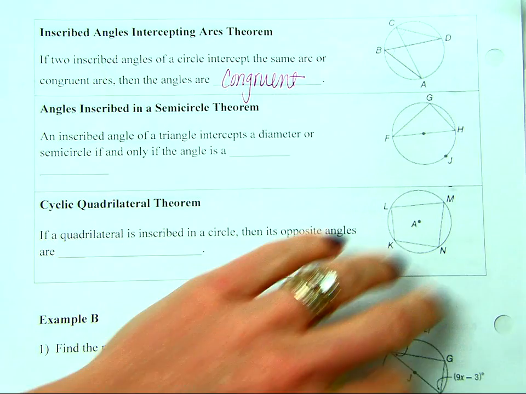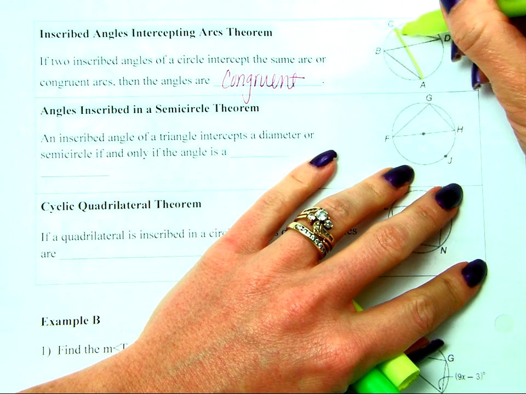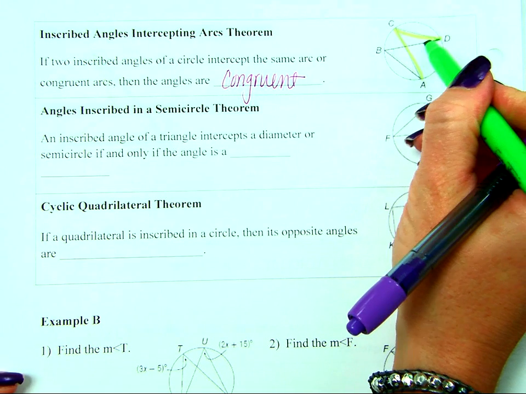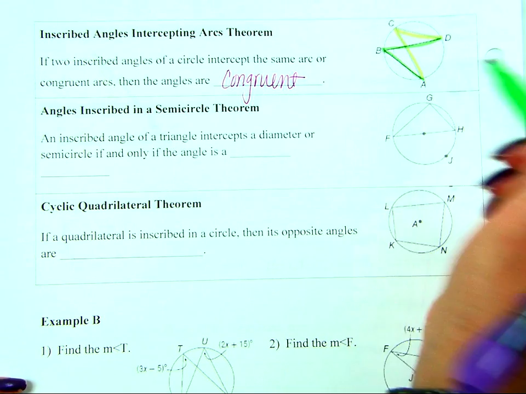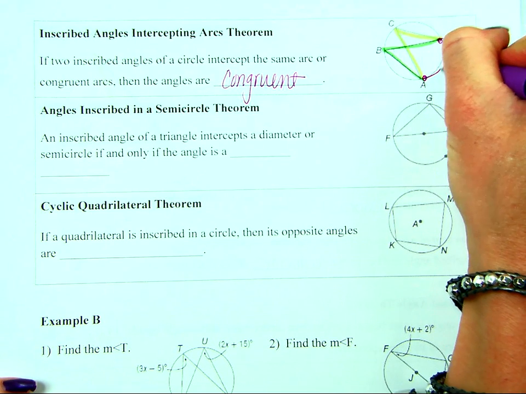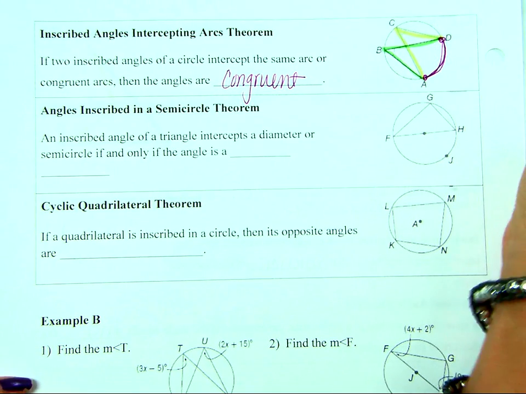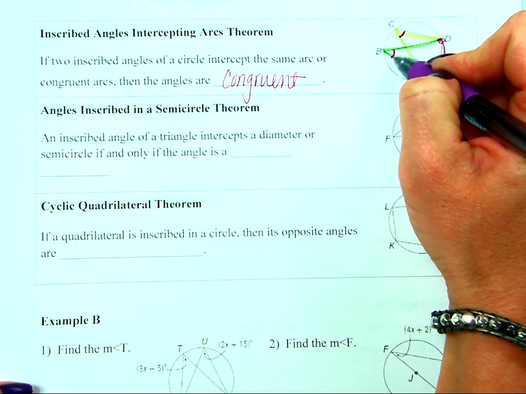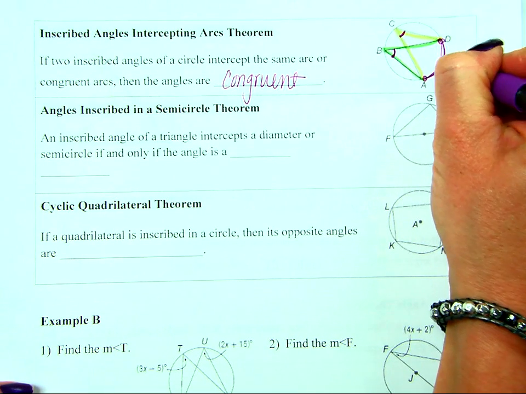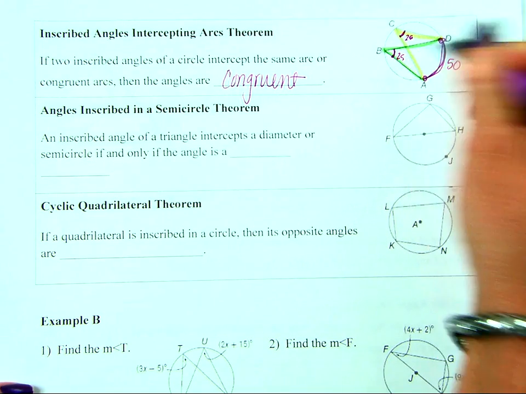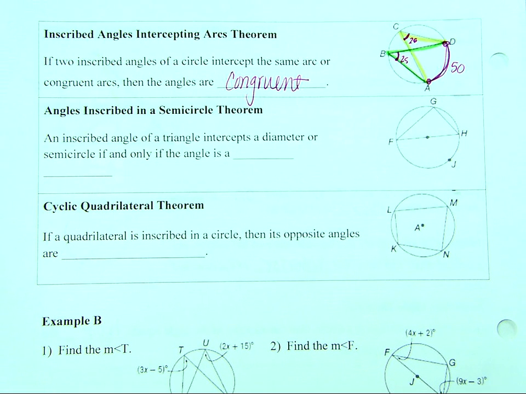As you take a look at the picture here, I have one inscribed angle, DCA or ACD, and my second one, DBA or ABD. In this case, both of those angles are intercepting the arc from A to D. And so what that is saying is that this angle here must be congruent to this angle. As we had said before, if this was a 50-degree arc, we know that this angle would have to be 25, but this would also have to be 25. They would have to be congruent.